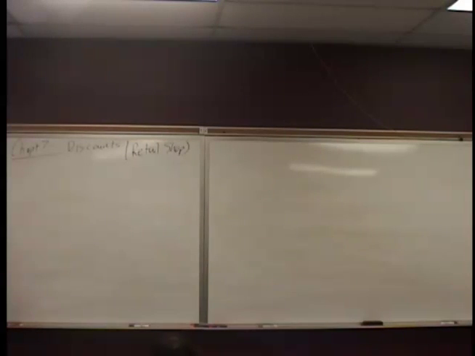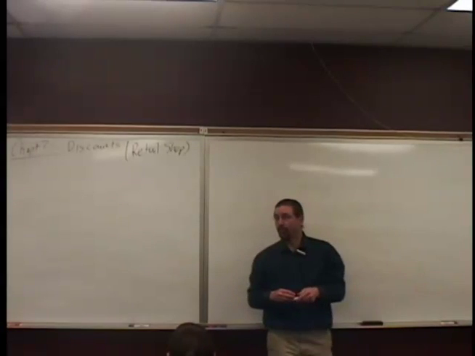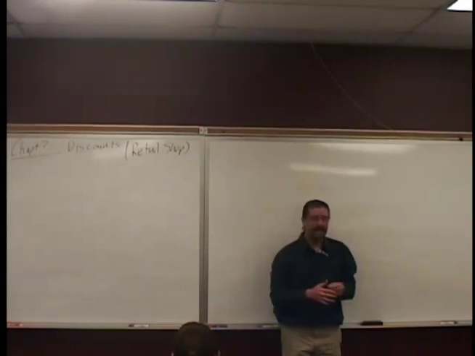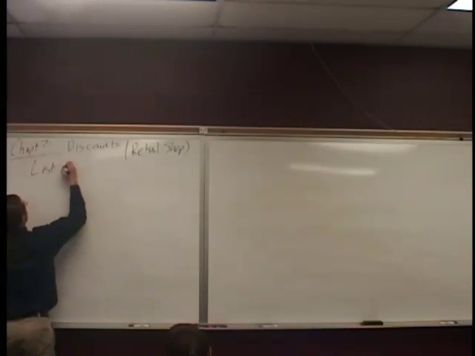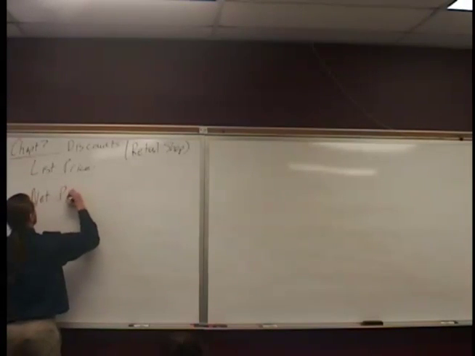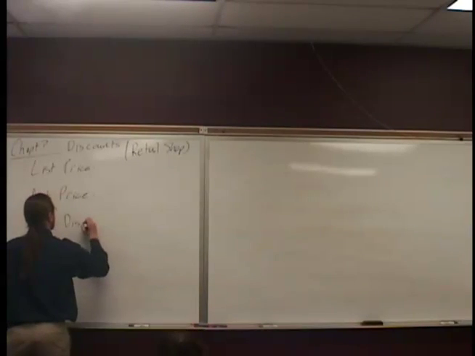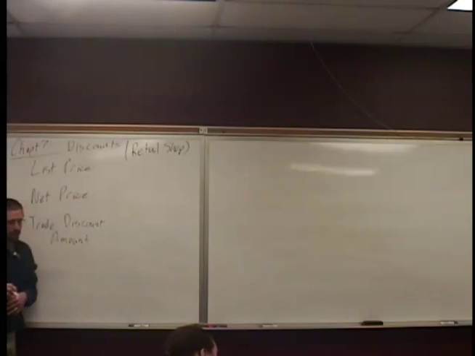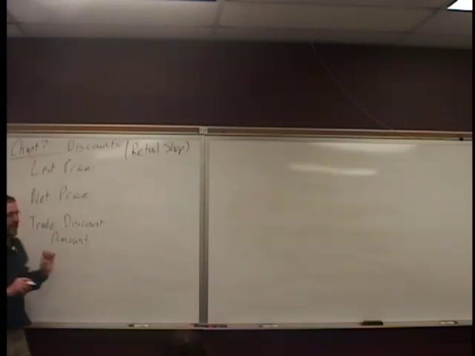All right? So if you run a retail shop, this is very much the model of your business. So when you run a retail shop, there are two standard pieces of information that you work with. Well, really three. So there's list price, net price, and your trade discount amount.